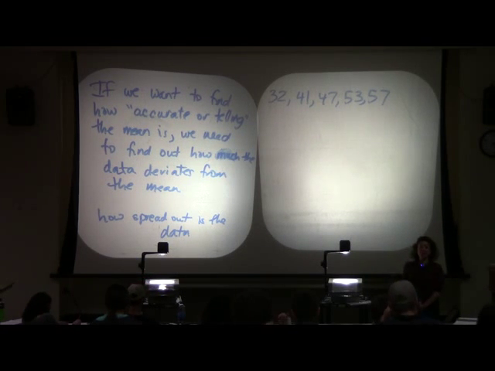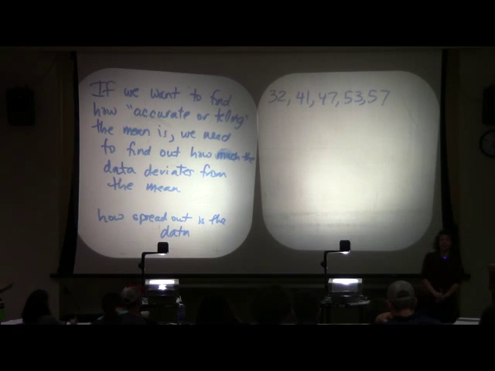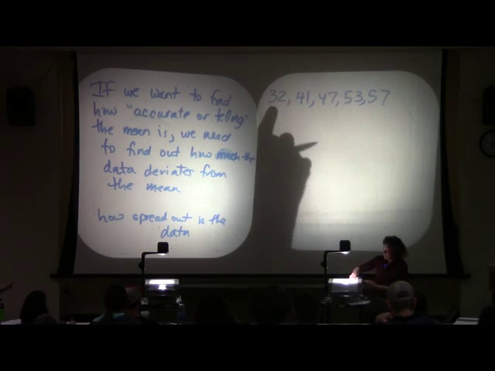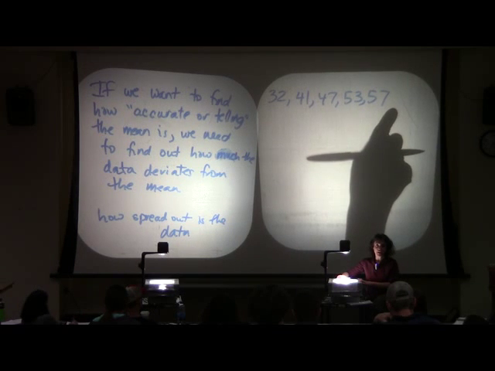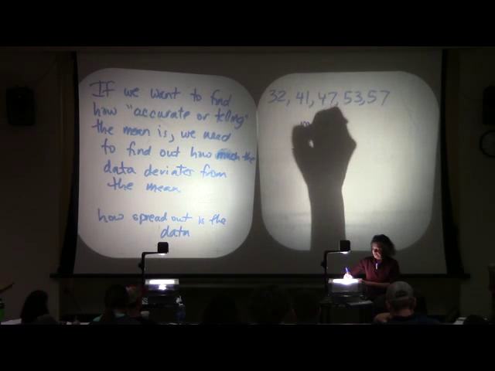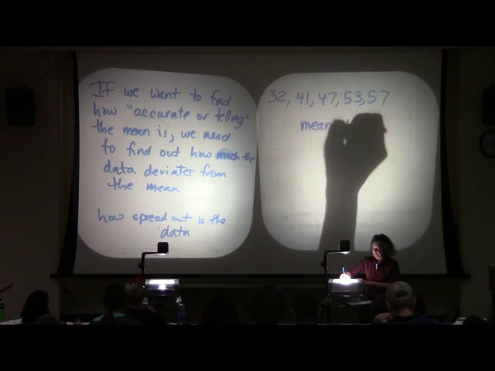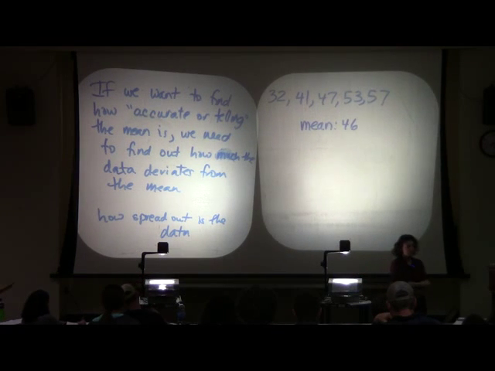Well, do you guys agree if really what I'm wanting to know is how much our data deviates from our mean, we should probably compute our mean? Don't you think that's a good first step? Do you guys remember how to compute your mean? Good. What you do is you take all 5 of these numbers, add them up, and divide by 5. If you do that, you'll see that your mean is 46.